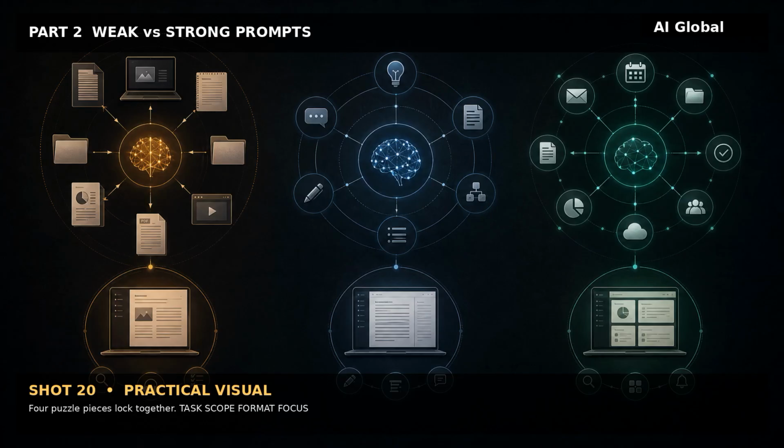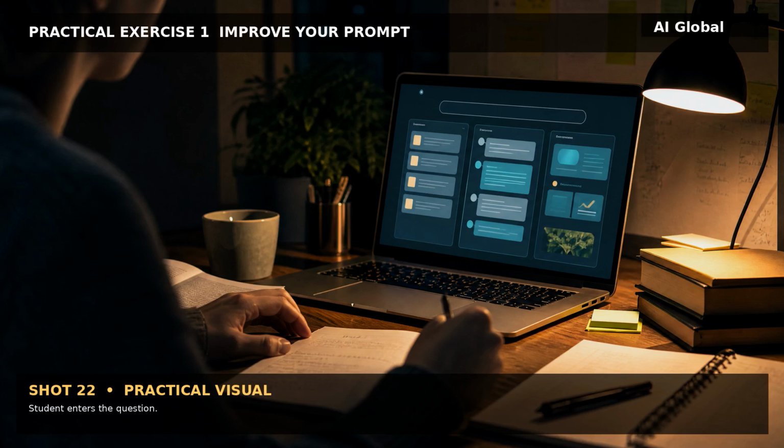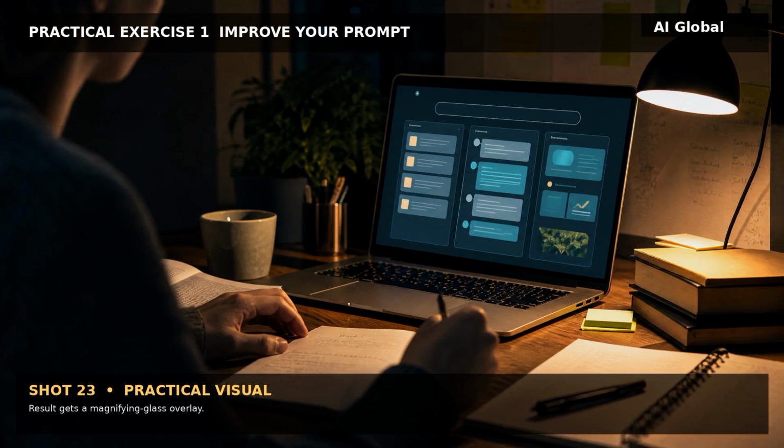NotebookLM can produce a useful summary, but I haven't told it what information matters most to me. If my goal is to understand the effect of AI on university students, this summary may contain information that isn't particularly relevant to my research. Let's diagnose the problem. We know the task is summarization, but we haven't specified the focus, the scope, or the format. So let's improve it.